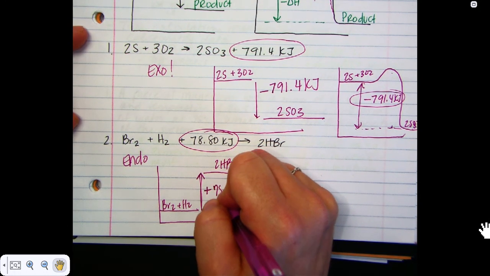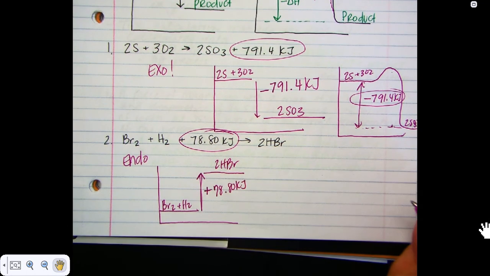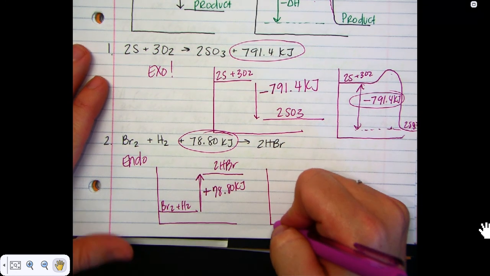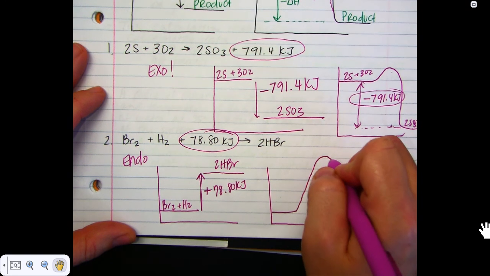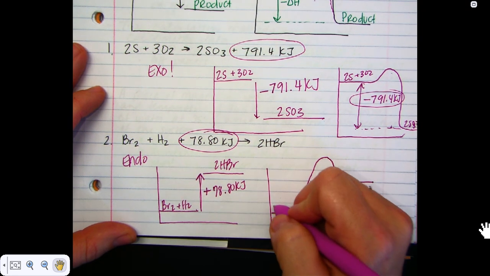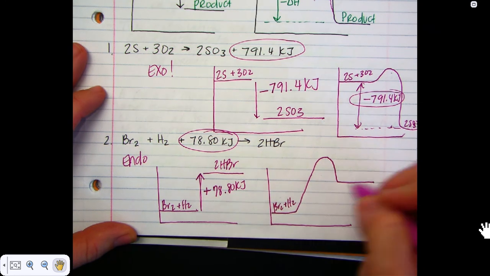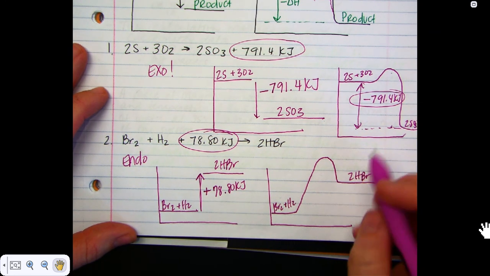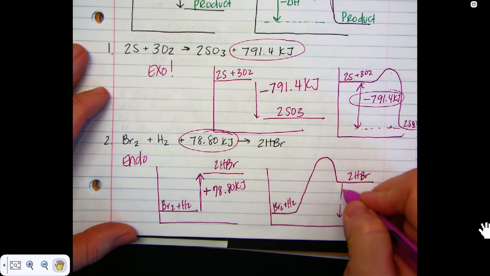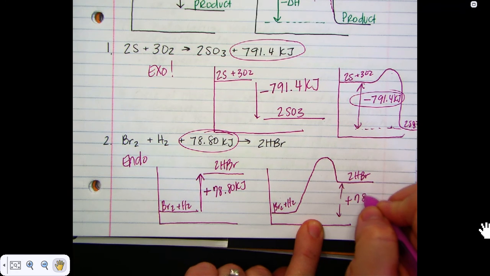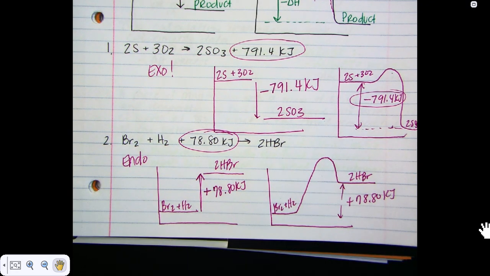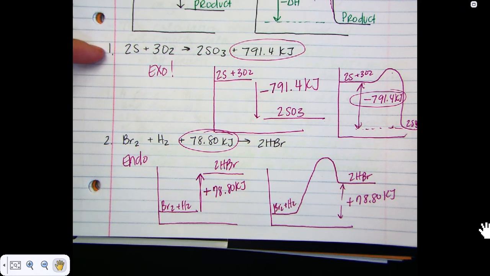Be explicit, 78.80 kilojoules. If I wanted to do this and show activation energy, again, reactants, big hump, products, Br2 plus H2, 2HBr. Make sure that you're explicit that it's the difference between the reactants and the products and not the whole hump that we're talking about, 78.80 kilojoules. And that's it. That's really all there is to enthalpy diagrams. Okay? You just need to know how to take an equation, interpret where your energy is, and draw it appropriately.